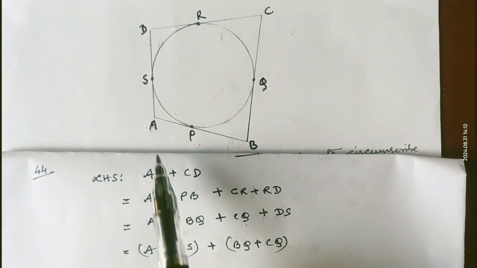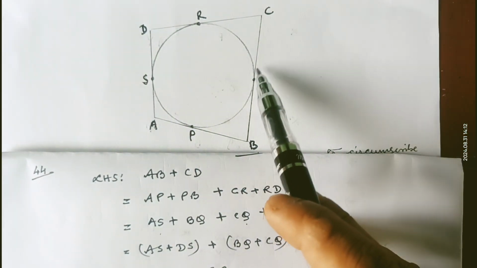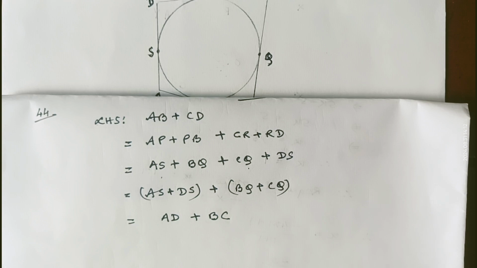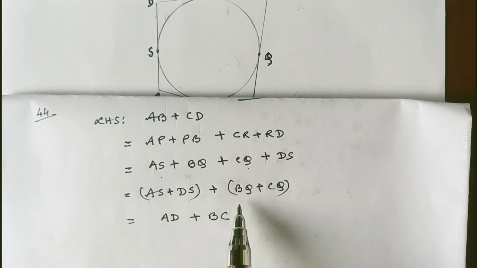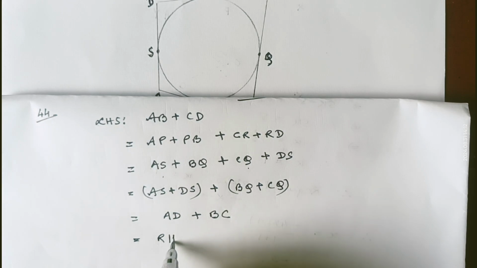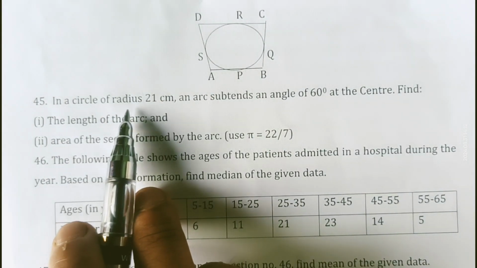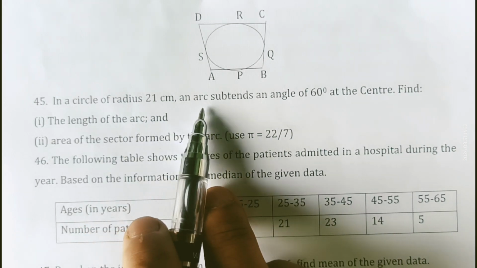Now AS plus DS is AD, and BQ plus QC is BC. So we can write AS plus DS is AD and BQ plus CQ is BC, which is the required right hand side. Hence proved.